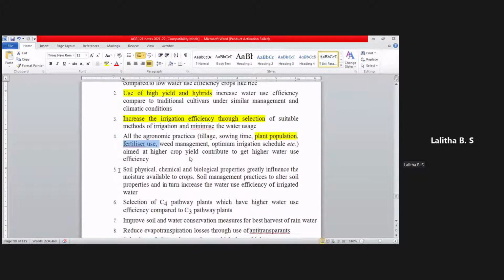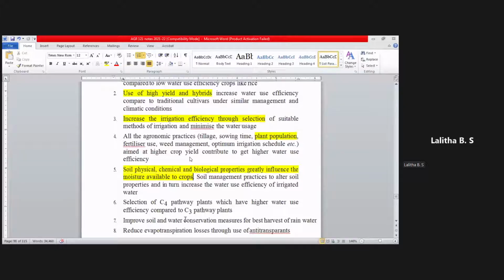Then again, the soil physical, chemical and biological properties greatly influence it. Soil physical properties may be soil structure or soil texture, bulk density, particle density. Then again, soil chemical properties, one is the soil pH or soil reaction, then EC, electrical conductivity. What it shows is the amount of salts dissolved in the water. If calcium, magnesium, sodium are more, again they are going to affect it.